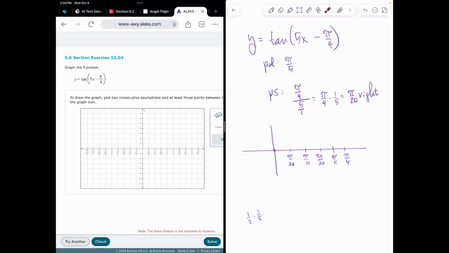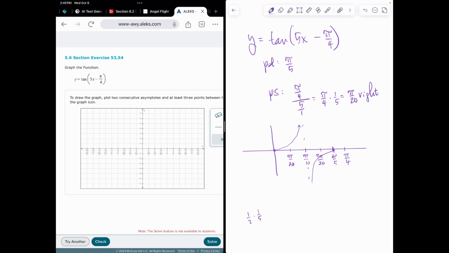So with our tangent graph, remember that the middle is where my asymptote is, and I'm just going to draw this really lightly because I still have to shift everything. And then from there, this is an increasing graph. So we're going to go uphill towards that asymptote, and then on the other side of the asymptote, we're going to go all the way up to that pi over 5 there on the x-axis.